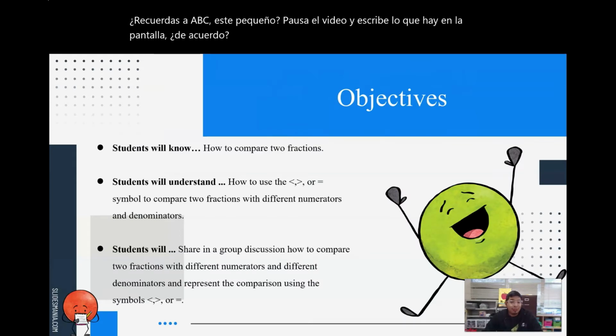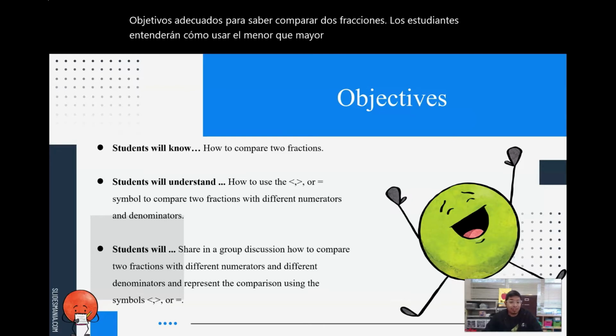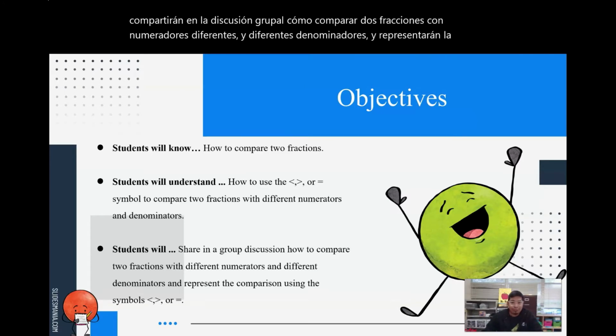Objectives. Students will know how to compare two fractions. Students will understand how to use the less than, greater than, or equal symbol to compare two fractions with different numerators and denominators. Students will share in a group discussion how to compare two fractions with different numerators and different denominators, and represent the comparison using symbols less than, greater than, or equal to.